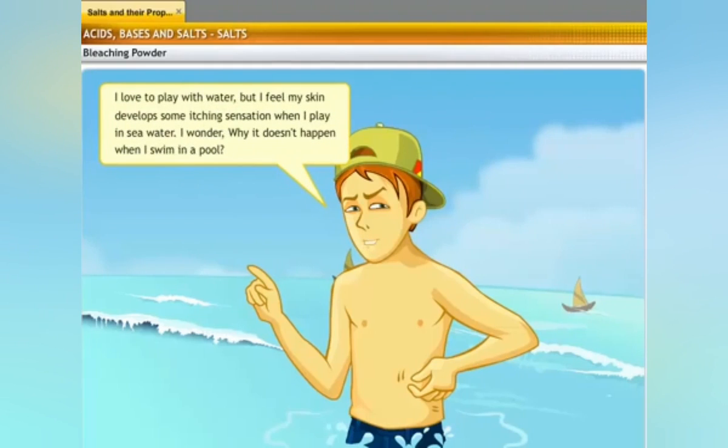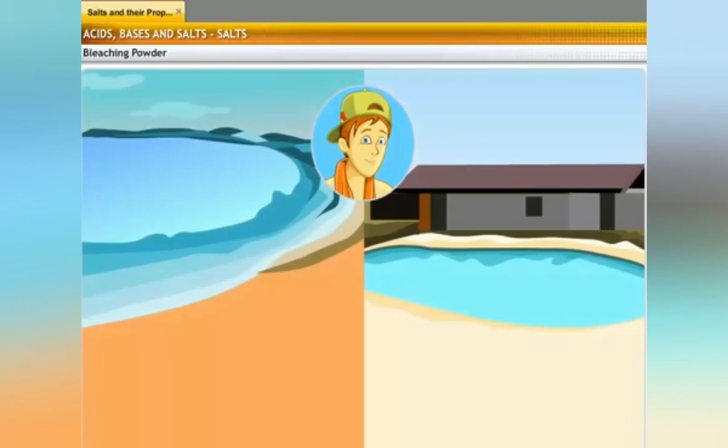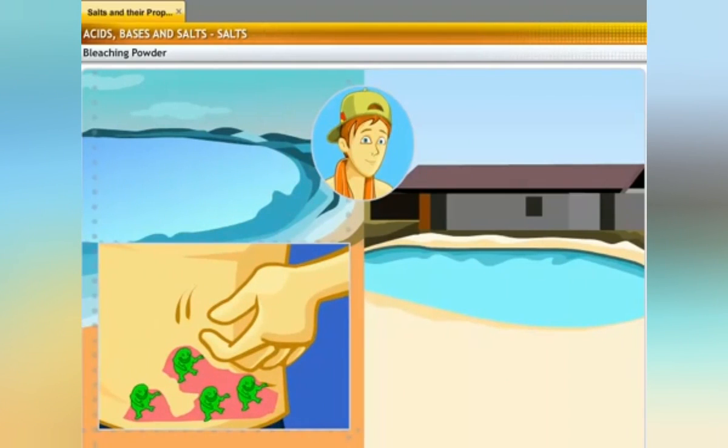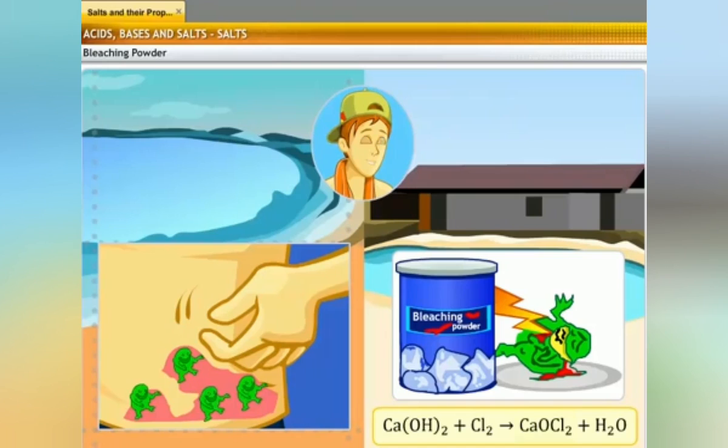I love to play with water, but I feel my skin develops some itching sensation when I play in seawater. I wonder why it doesn't happen when I swim in a pool. The microscopic organisms or small germs present in seawater irritate the skin, whereas the water in a pool is treated with bleaching agents like bleaching powder that kills insects and germs. Bleaching powder? Bleaching powder is chemically called calcium oxychloride, which is obtained by passing chlorine gas through calcium hydroxide.